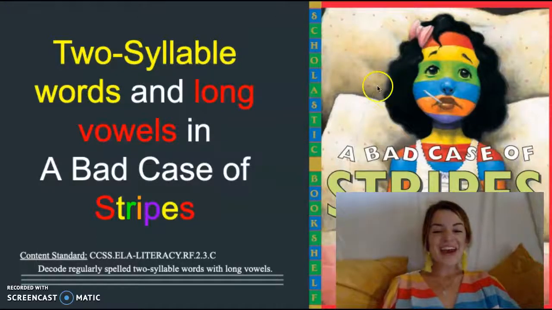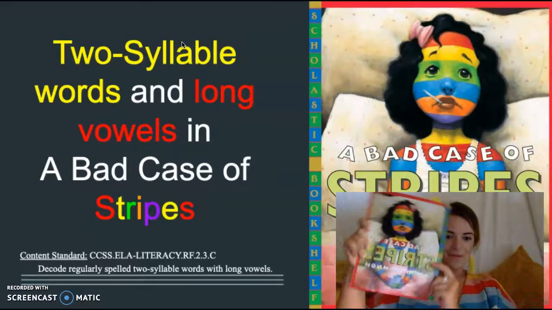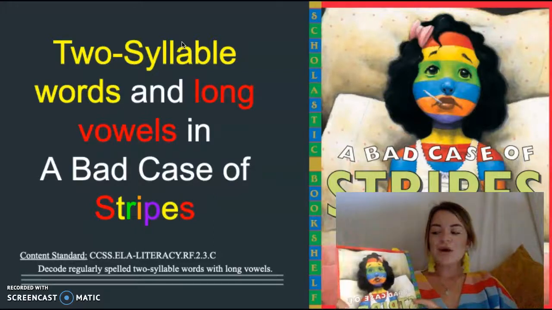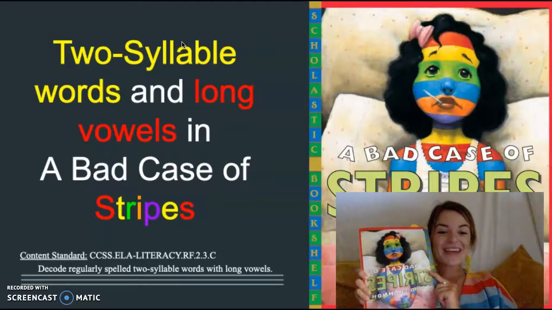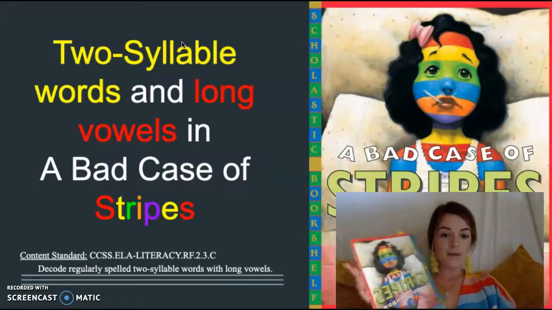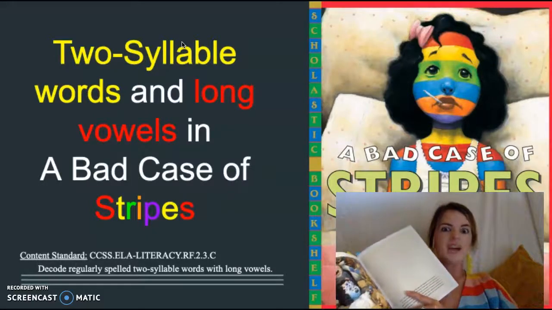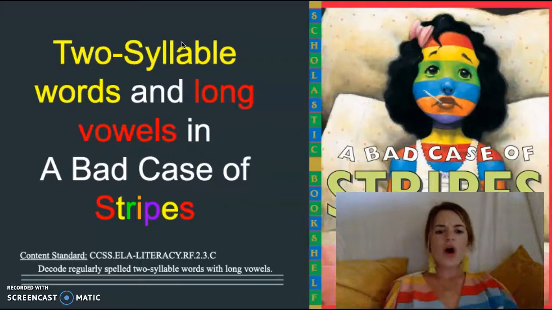Okay, so let's go ahead and learn about two-syllable words and long vowels today. But to make it extra fun, we are going to be incorporating one of our favorite books, A Bad Case of Stripes. This is a book that we just read this week in class, and we loved it so much. So, I think it's going to be so awesome if we take some words from the book and we learn how to break them up into syllables and find the long vowel. And we'll learn all about what that means and how to do that.